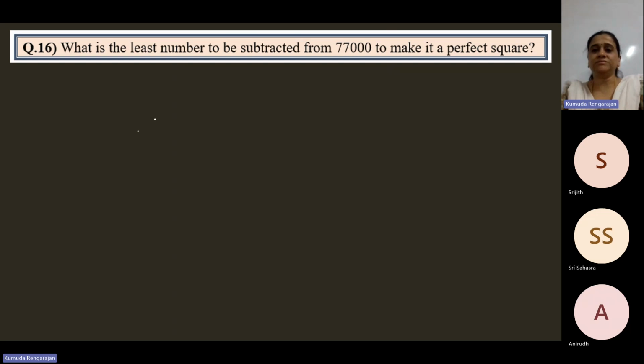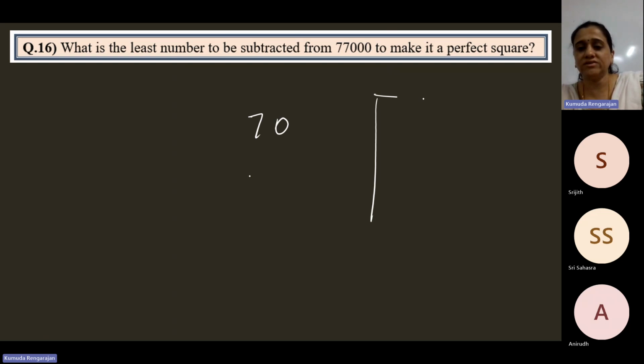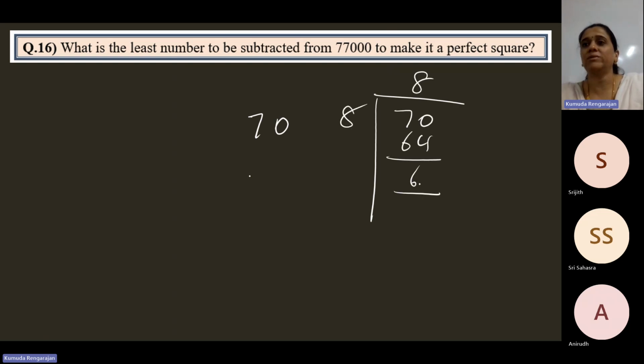Okay, now look at this. What is the number to be subtracted from 70 to make it a perfect square? 6. 6 is the smallest number to be subtracted from 70 to make it a perfect square. So how do you get 6 here? 8 8s are 64. 6 is the remainder. Whatever is the remainder should be subtracted.